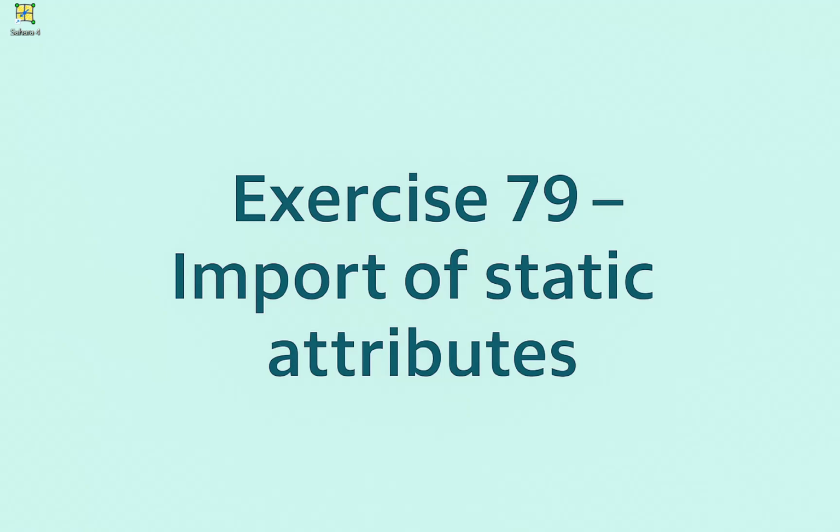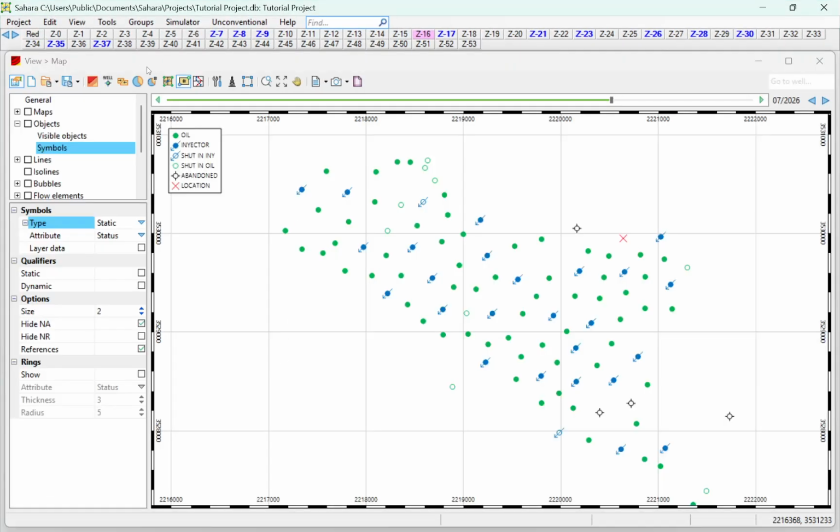Welcome to this Sahara 4 exercise. In this exercise, we will import new static attributes and modify the symbols to display them in the map. So for that, we will go to our Sahara project here.